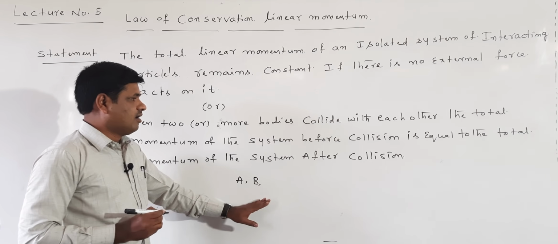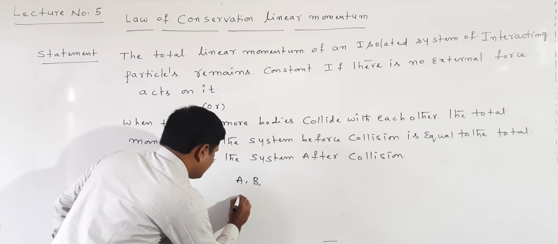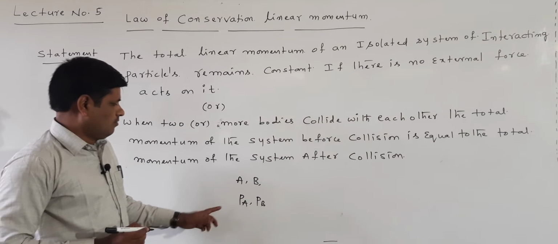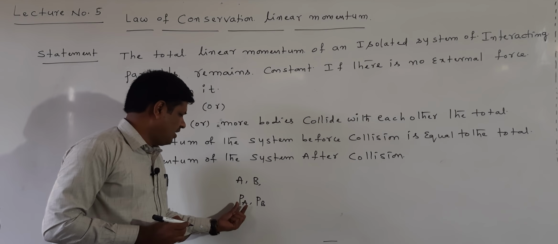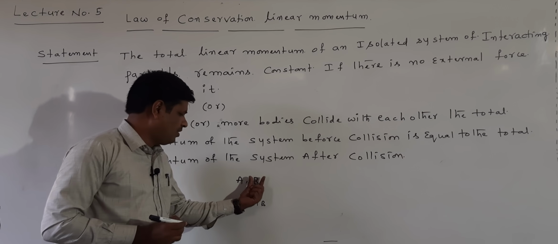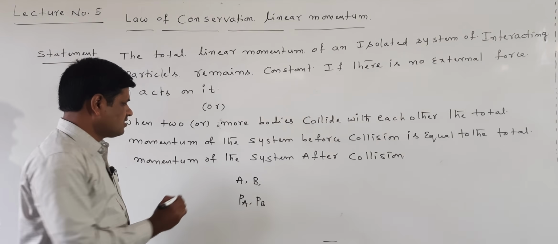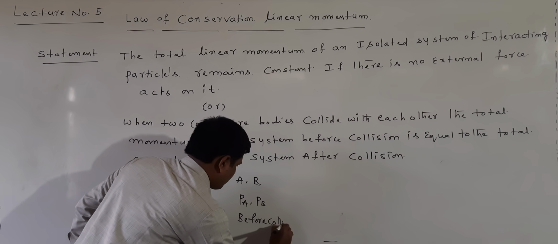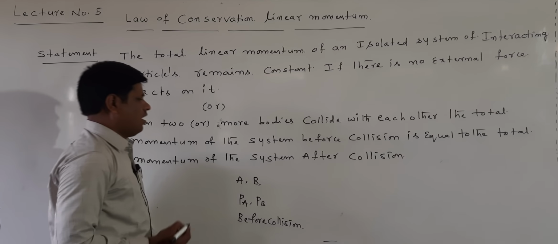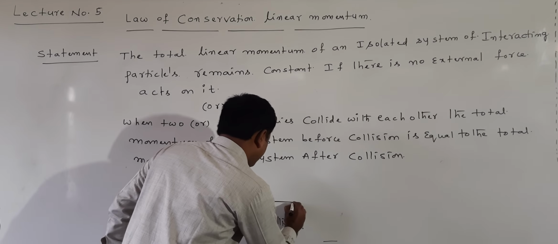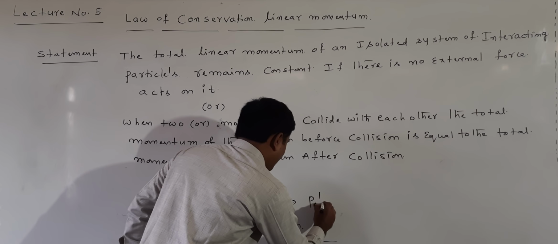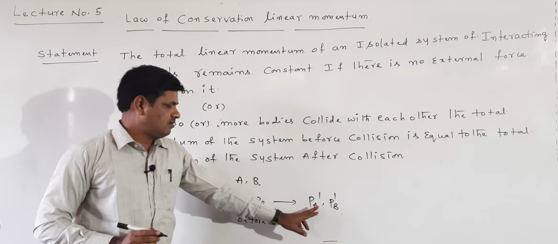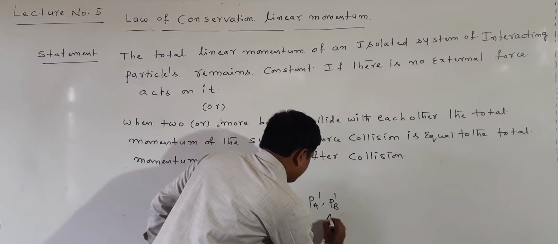Before collision, the momentum of body A is taken as PA and the momentum of body B is taken as PB. Now after collision, the momenta are taken as PA dash and PB dash. This is before collision, and this is after collision.